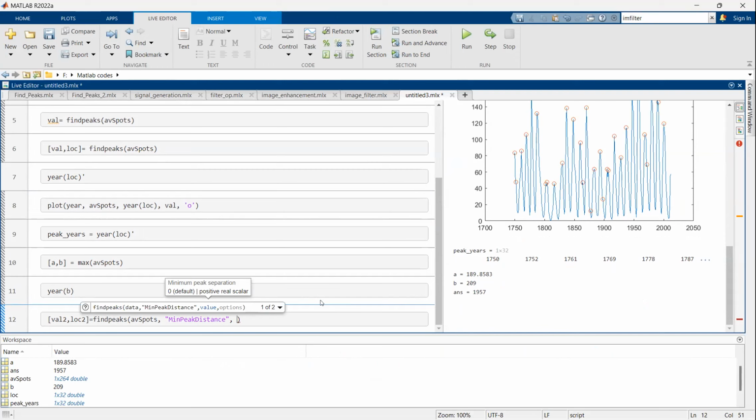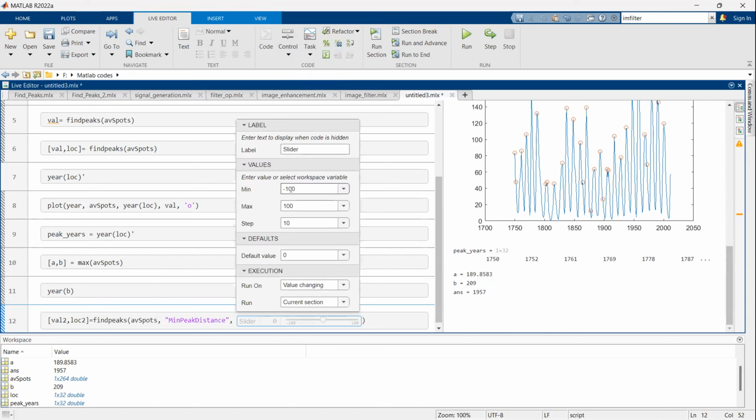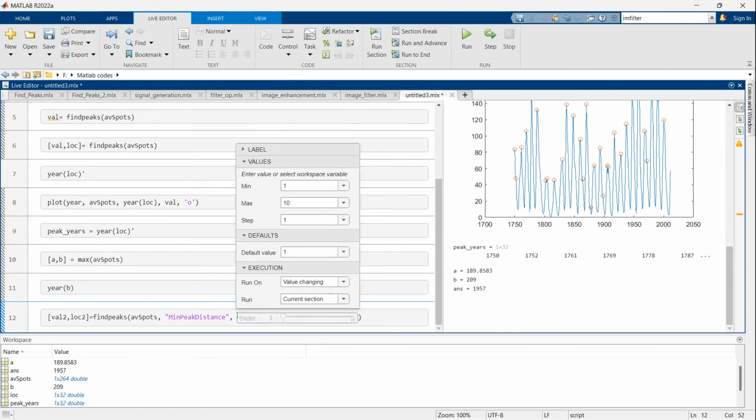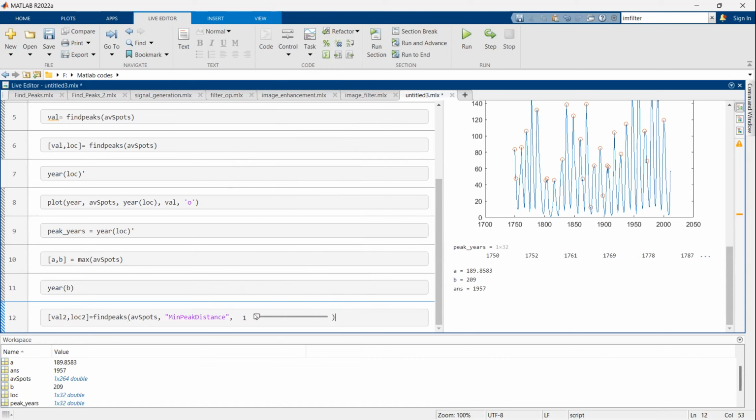In scenarios like this, when you have to test many different values, it is easier to put a control bar. From the control bar, you can put a numeric slider here. The minimum value, let's make it 1. Maximum value, let's make it 10. The step is 1, and the default value is 1.